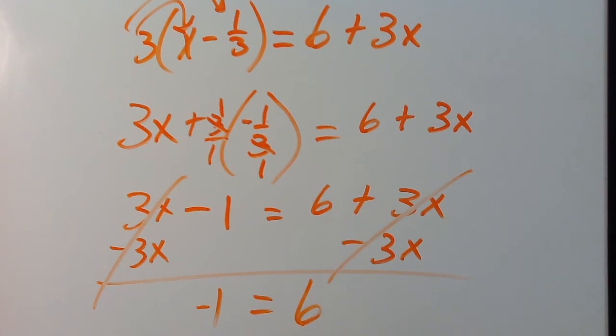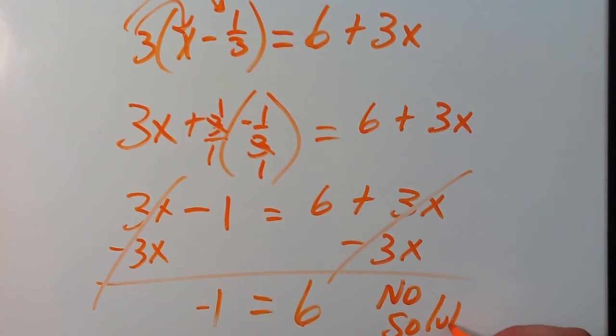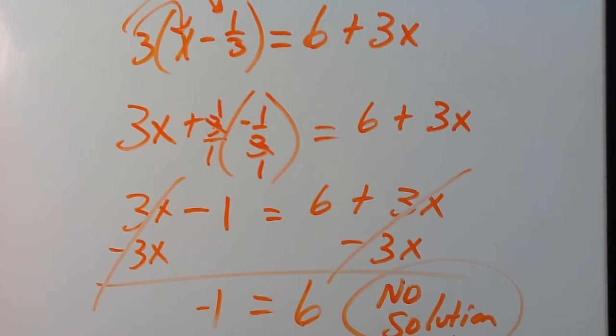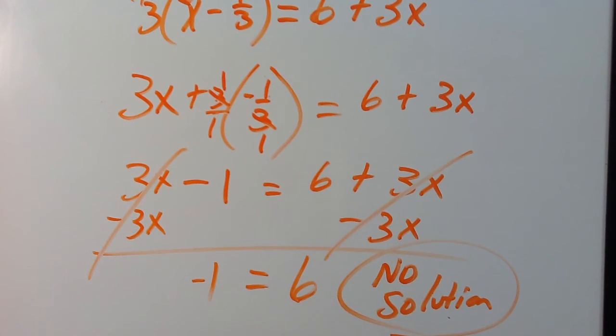Is this ever true? Does negative 1 ever equal 6? No, it does not, right? And so I get something that does not make sense. And if I get something that does not make sense, there's how many solutions? No solution, right? There is no solution to the equation. There is no value for the variable that works to satisfy the equation.